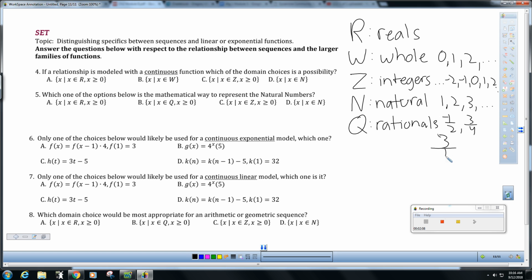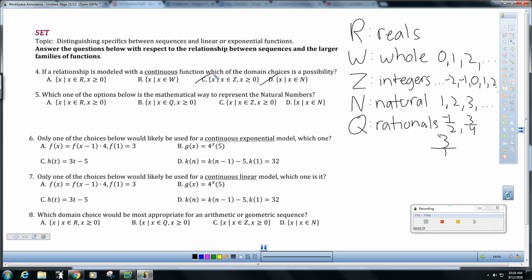So if we're looking at number 4, we want to know which can be modeled with a continuous function. So continuous means we should be able to plug any number into a function and get an output. If we're looking at our integers, our natural numbers, or our whole numbers, that's not going to work because we can only plug certain numbers in there. We can only plug, say, 1, 2, and 3 into those numbers. We can't plug in 1/2, 3/4 like that.